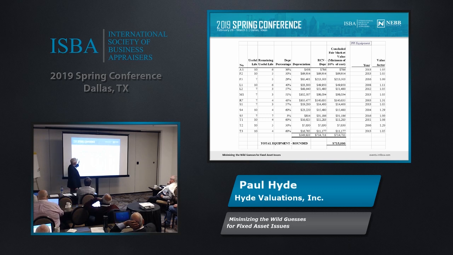So what you're basically going to do is get a useful life, essentially the remaining useful life, and I just straight line it. What's the depreciation? And then I've got my replacement cost minus the depreciation. Here's what it's going to be probably worth.